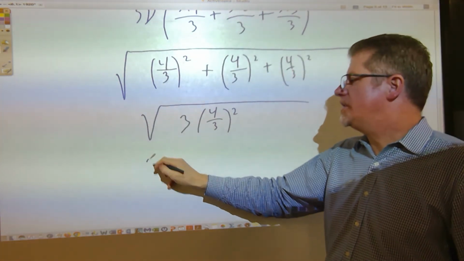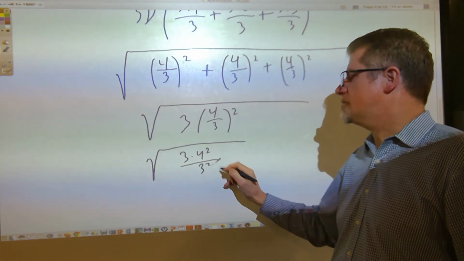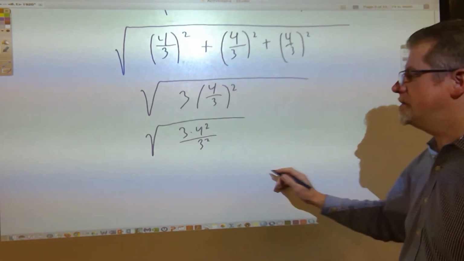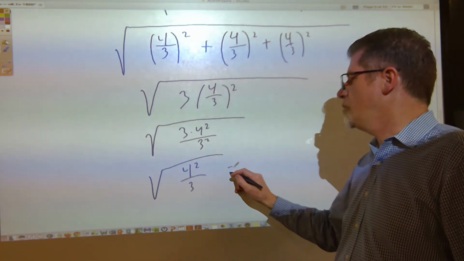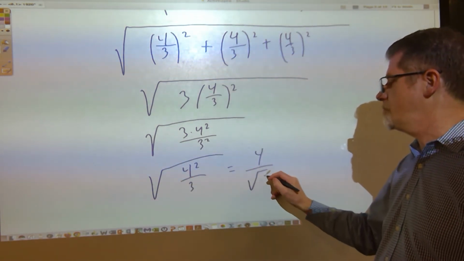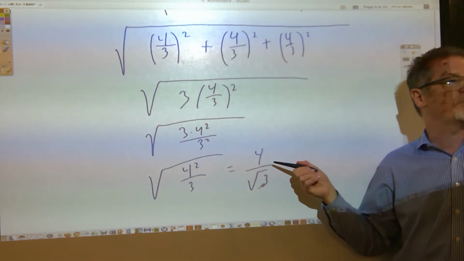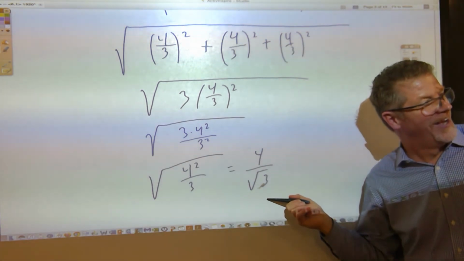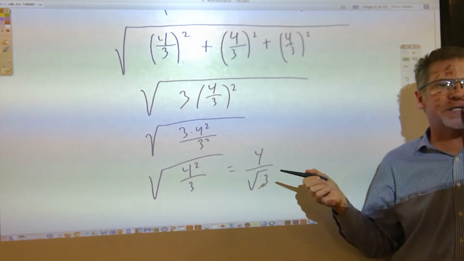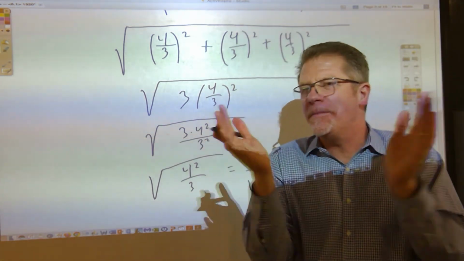But then doing the basic math, it's like 3 times 4 squared over 3 squared. A pair of 3's cancel. And so I get the square root of 4 squared over 3, which is 4 over the square root of 3. It's standard deviation over the square root of the sample size. So the standard deviation of a sample mean, let's give mathematics a hand.